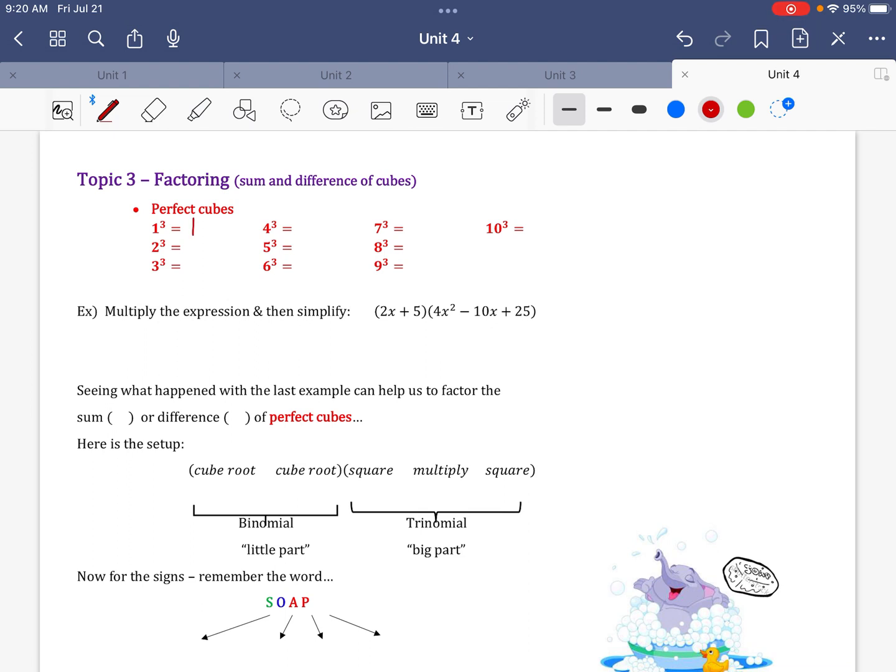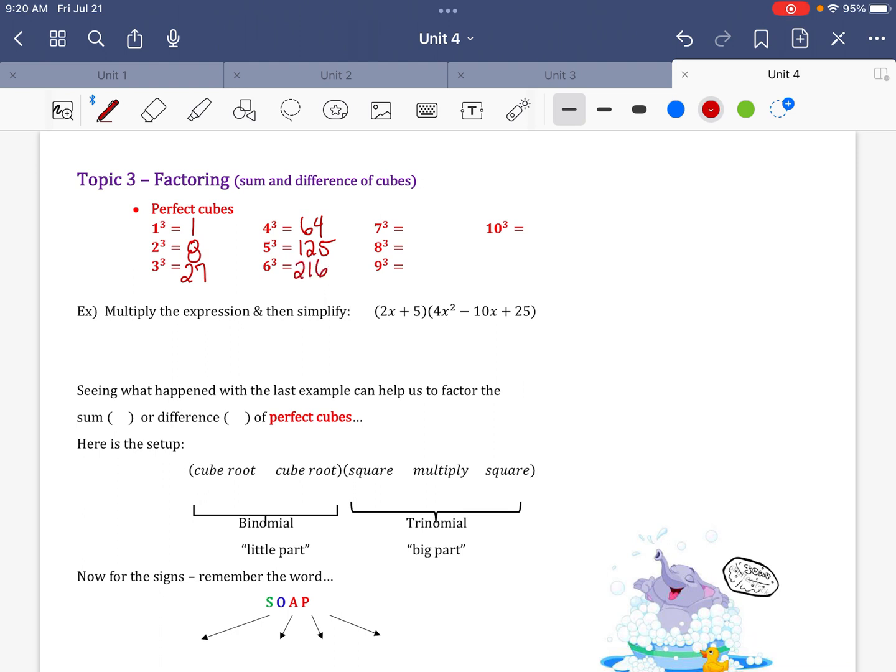So 1 to the third, 1 times 1 times 1 is 1. 2 to the third, 2 times 2 times 2 is 8. 3 to the third is 27. 4 to the third is 4 times 4 times 4 is 64. 5 to the third, 5 times 5 times 5 is 125. So these 5 problems that we've just done should be pretty recognizable. Then you start getting to higher ones, and maybe you don't know those as much, but these first 5 should be recognizable, right?